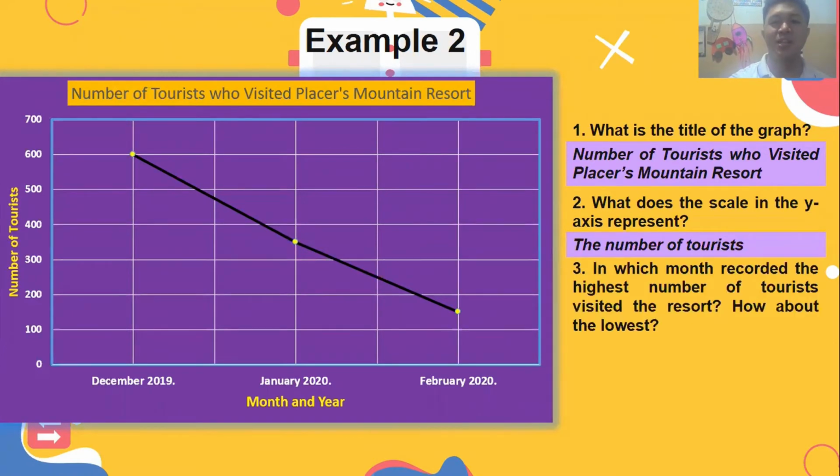For the third question, in which month recorded the highest number of tourists visited the resort? And how about the lowest? So we can see that the highest recorded number of tourists is in December 2019, and the lowest is on February 2020.